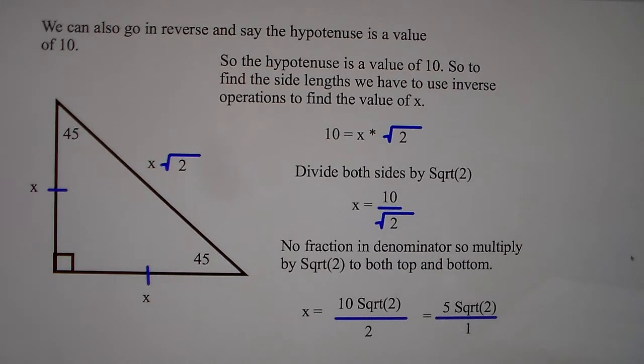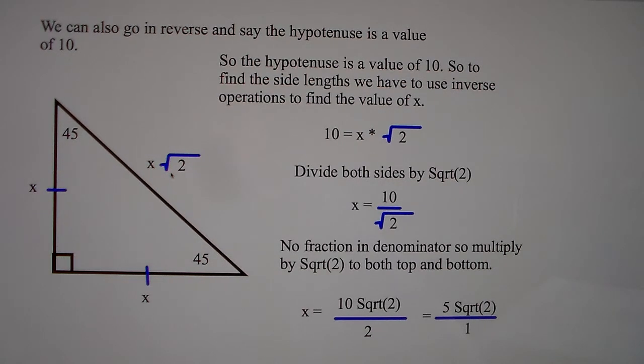Alright, let's make it look a little bit more like a problem here. We could also do the reverse. Let's say that you're given the hypotenuse, x square root 2, and you're given that this hypotenuse is a value of 10. So that means, to find the side length, we have to divide by square root of 2, because that's the inverse operation of multiplying.